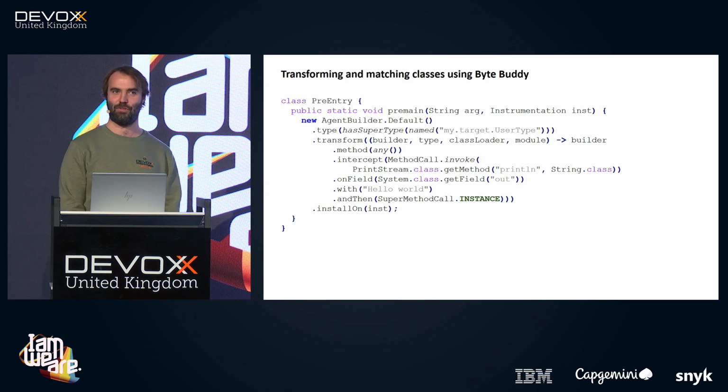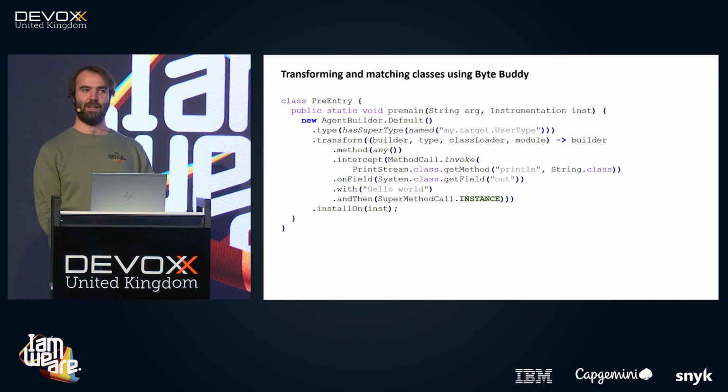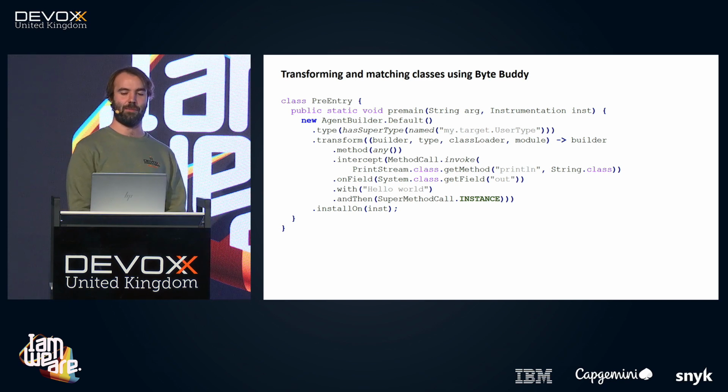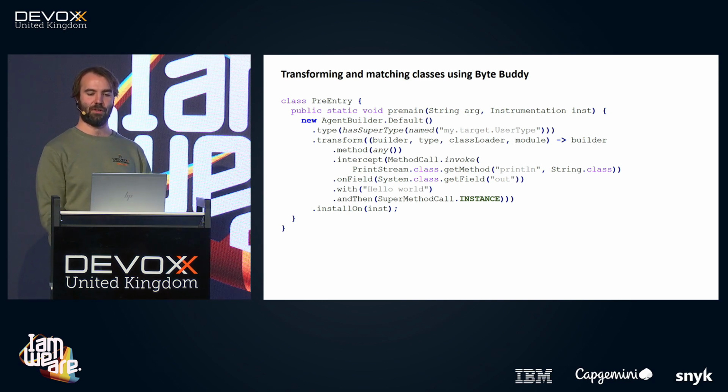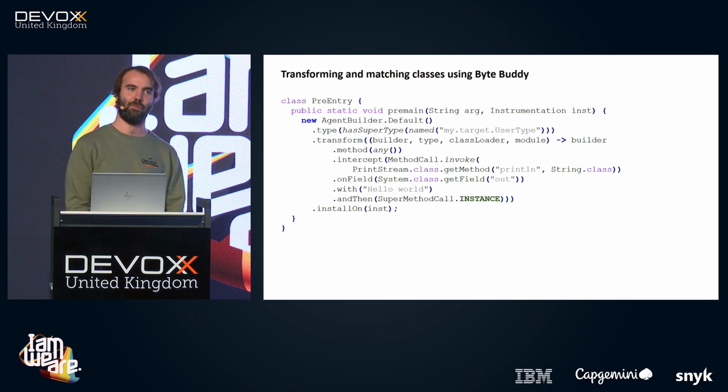And hopefully you understand what this is doing. So basically you're telling Byte Buddy to instrument all classes that are inheriting from a type named my target user type. And then you transform them and you say, any method of this type I want to intercept, and I want to do a method call on these methods and invoke the method of PrintStream, println, on the field System class out, which is System.out.println, of course. And you say hello world, and then once you're done with that, you want to do the super method call, meaning you're invoking the original method that is implemented in my target user type, right?